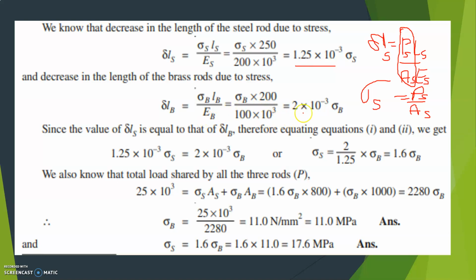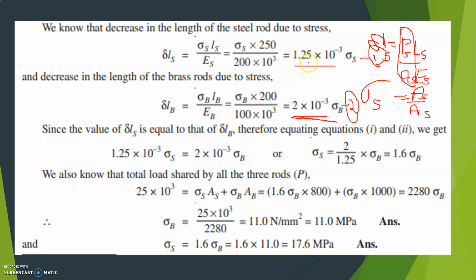Substitute the given values. You get this simplified equation. Okay, so what the rule says, the deformations are equal. So substitute these two equations. Let this be equation 1, and this is equation 2. So equate these two, 1 and 2.